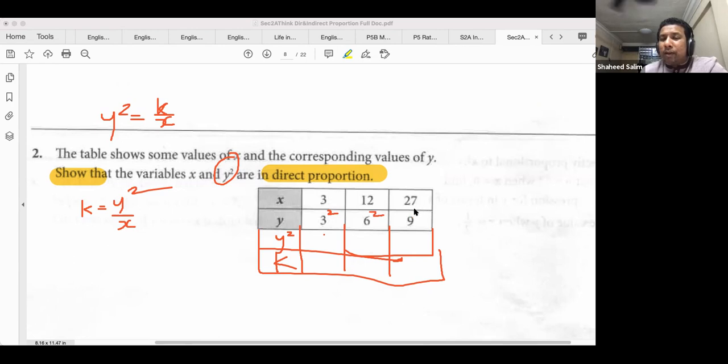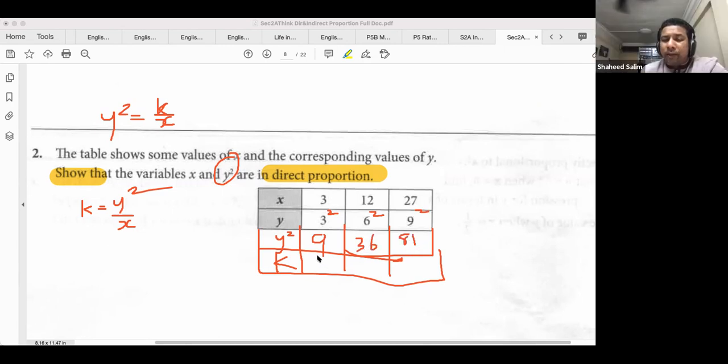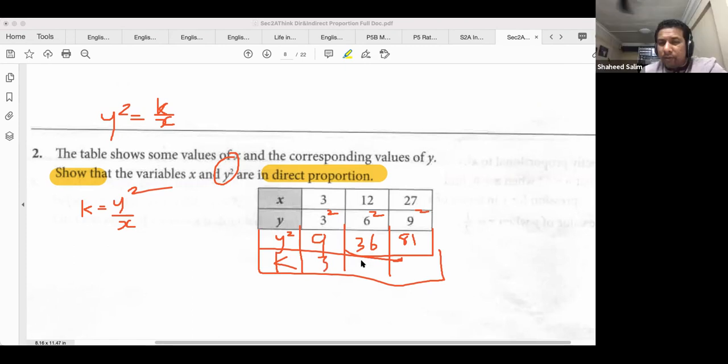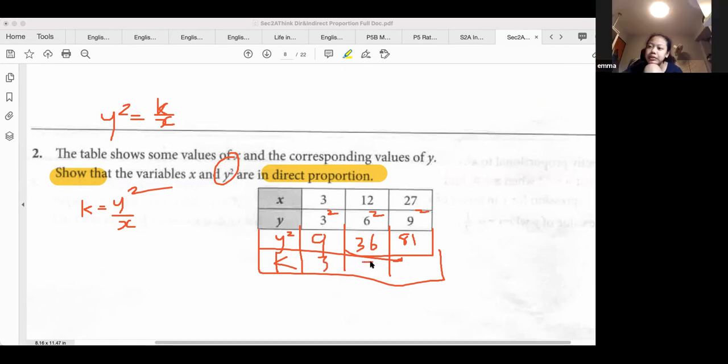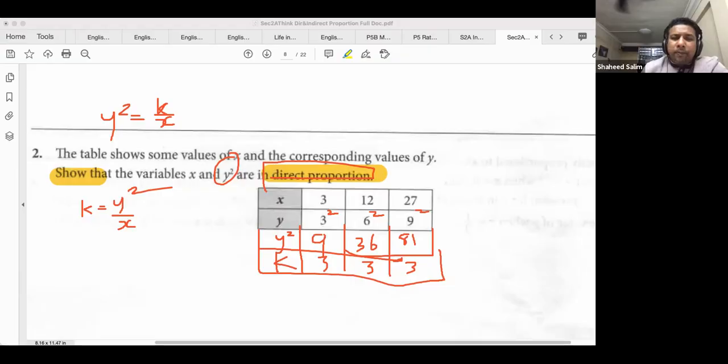Square, square, square. 9. Next one. 36. Next one. 81. Okay, good, 81. Now, take 9 divided by 3. 9 divided by x, y squared divided by x. 3. Therefore, you have proven it is in direct proportion. Are we okay?